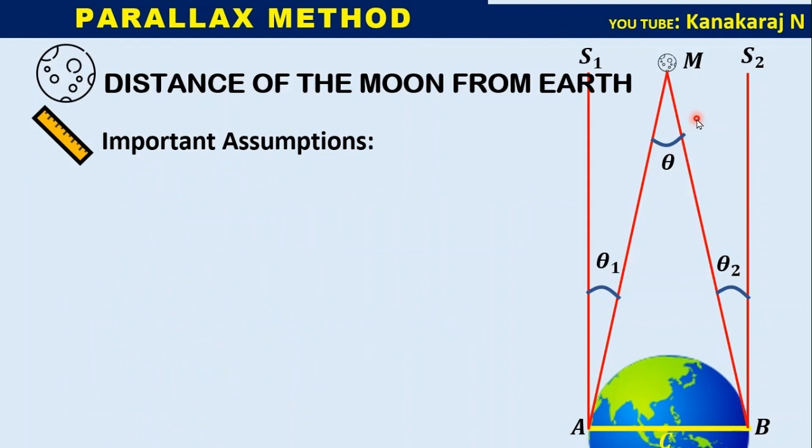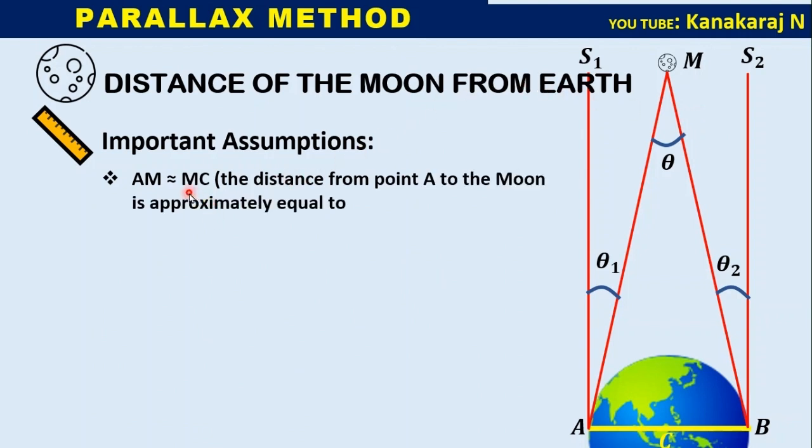Important assumptions. AM is approximately equal to MC. The C point has been missing here. Let me write that.